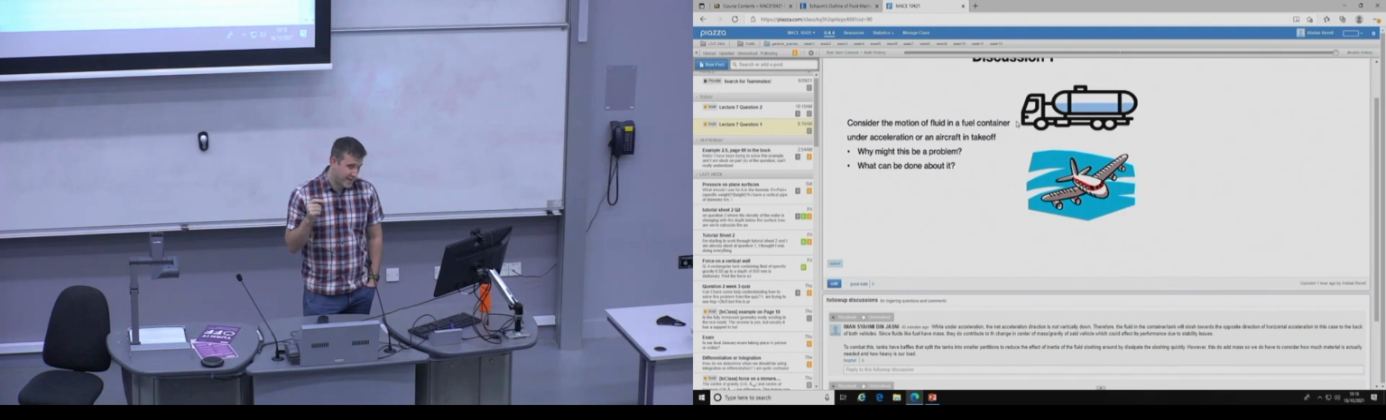Can you make it stationary within the container? Sorry, say that again. I think I missed. Okay, so can you control the dynamics of the fluid when you're braking, I guess, or move it to one side, maybe?